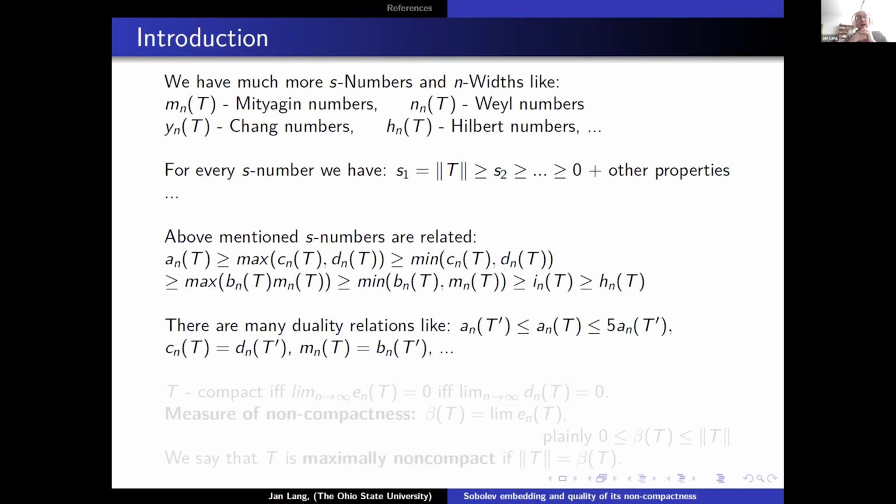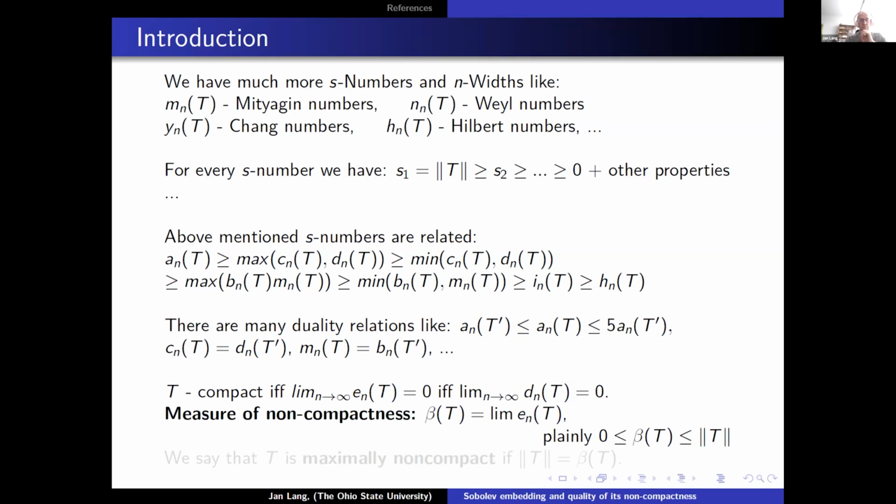Now, all those s-numbers are related in the following way. Approximation numbers are the largest, then follow the Kolmogorov and Gelfand numbers, and then Bernstein, Mityagin numbers, isomorphism, Hilbert numbers, and so on. Also, all these numbers have some beautiful duality mapping. But the most important thing which we have here is the following observation.